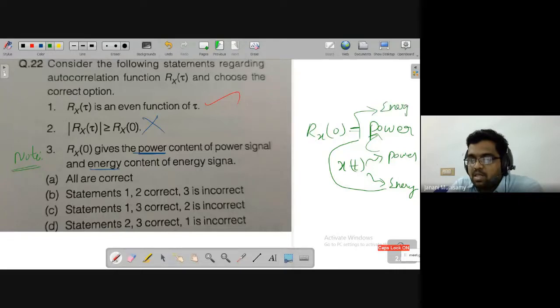That is another idea here. So far we are discussing only the power, but if the given signal X of t is an energy signal, then Rx of 0 will give directly the energy present in the signal. So options 1 and 3 are correct. Option 2 is incorrect. So here statement C is correct.